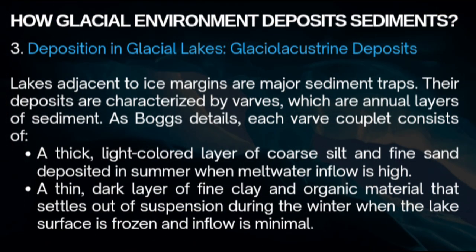And now let's move on to the deposition in glacial lakes, or glaciolacustrine deposits. Lakes adjacent to ice margins are major sediment traps. Their deposits are characterized by varves, which are annual layers of sediment. As Boggs details, each varve couplet consists of, first, a thick, light-colored layer of coarse silt and fine sand deposited in summer when meltwater inflow is high. Second, a thin, dark layer of fine clay and organic material that settles out of suspension during the winter when the lake surface is frozen and inflow is minimal.